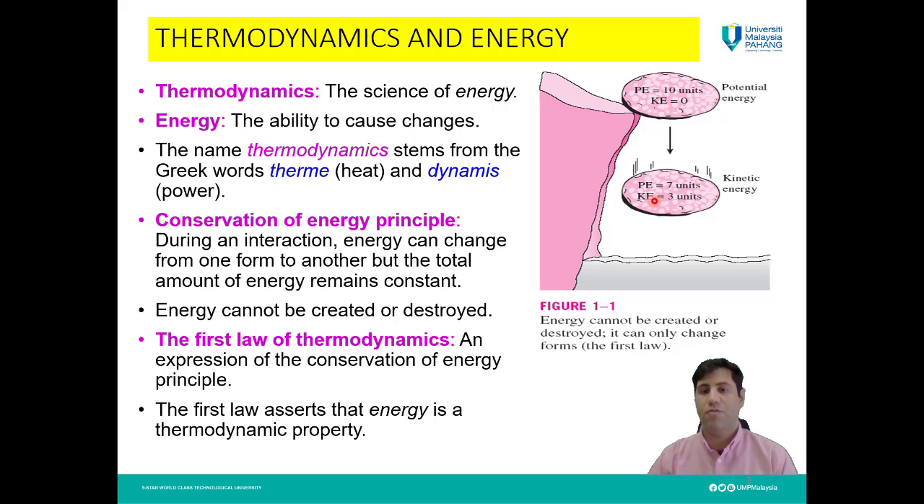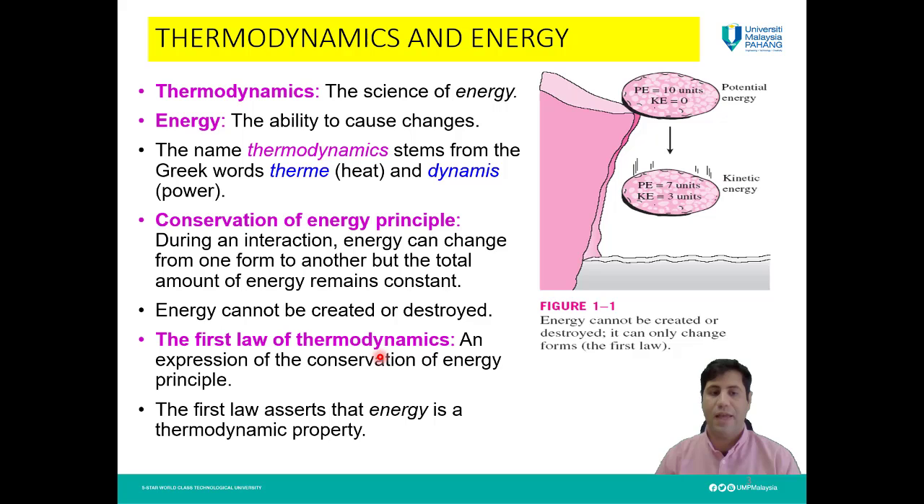When it is falling down, the potential energy is converting to kinetic energy. As you can see here, at this height, 7 units of the potential energy have been converted to kinetic energy. But again, you should notice that the total energy is still 10 units. We call this the conservation of energy principle, which forms the first law of thermodynamics.